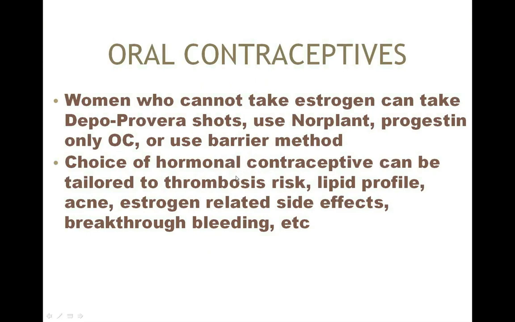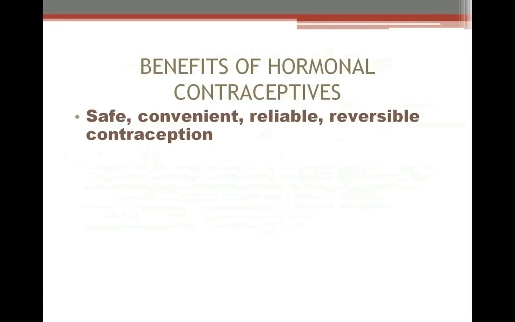Women who can't take estrogen, as I said, can use the shots or use a barrier method or the progesterone contraceptives. And the choice of hormonal contraceptive can be tailored to the risk of clotting, lipid profile, acne, estrogen-related side effects, and breakthrough bleeding. And we'll talk about that in a moment to explain why that is.